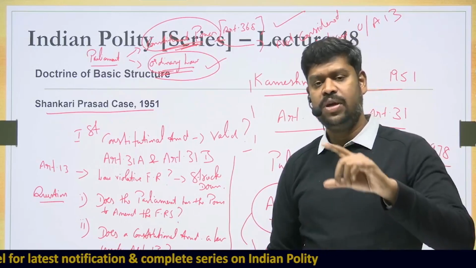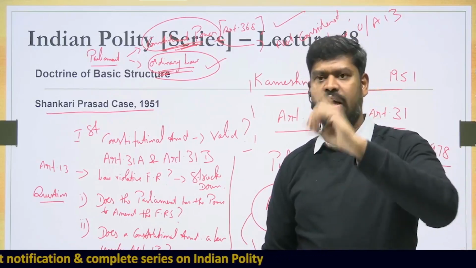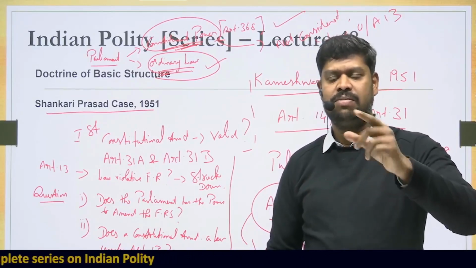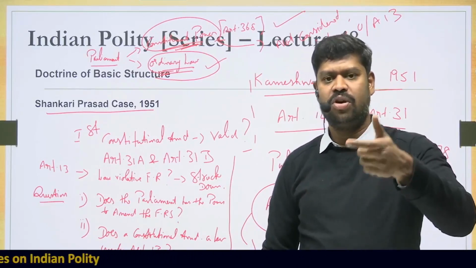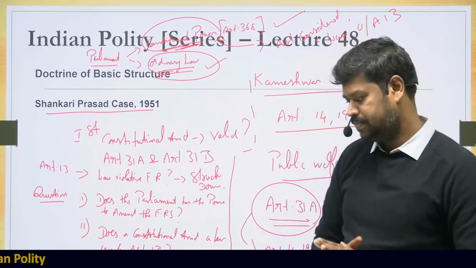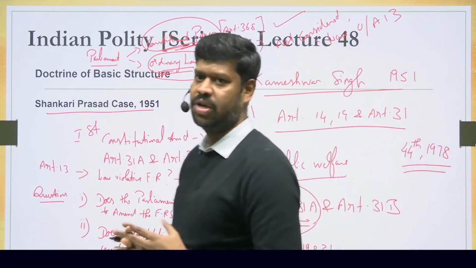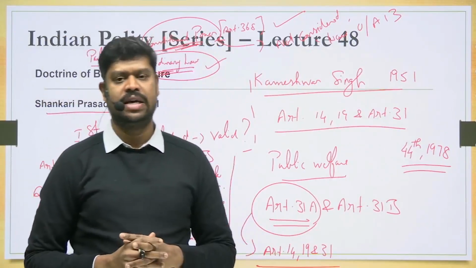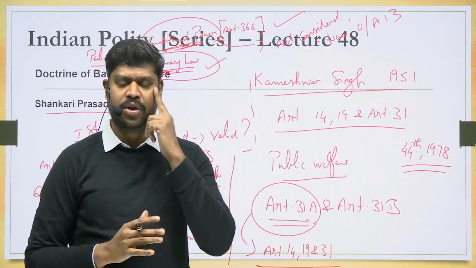And therefore, by using a constitutional amendment, you can take away any of the fundamental rights. But you cannot take away the fundamental rights by using an ordinary law, because an ordinary law is law under Article 13, but not a constitutional amendment. So this was the judgment given by the Supreme Court in the Shankari Prasad case. I think it is quite clear to all of you.